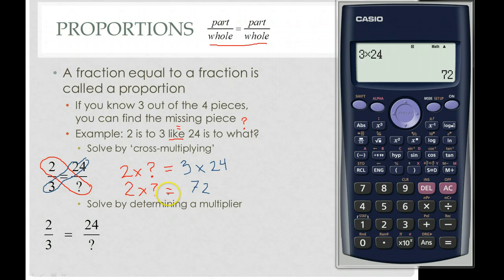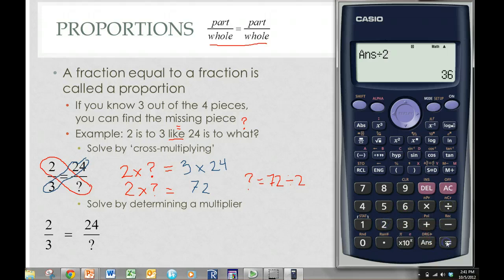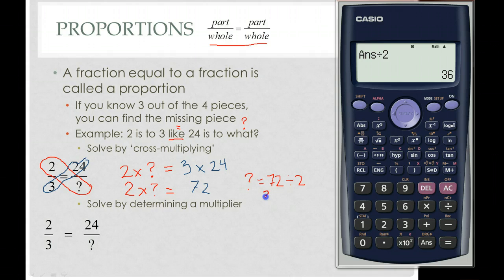Now you'll remember from the previous video, if I have 2 times something that's unknown and I want to know what that question mark is, I take 72 and divide it by the thing that's multiplying the question mark. So my unknown is equal to 72 divided by 2. I already have 72 on my calculator, so I just hit divided by 2 and I get 36. So 36 is my answer. Going back up here, 2 is to 3 like 24 is to 36. So that's how to solve this problem.